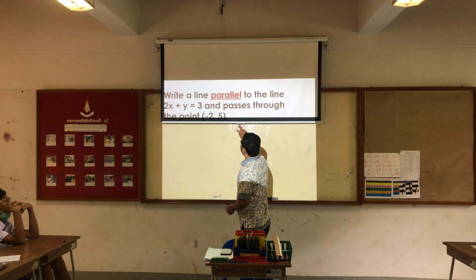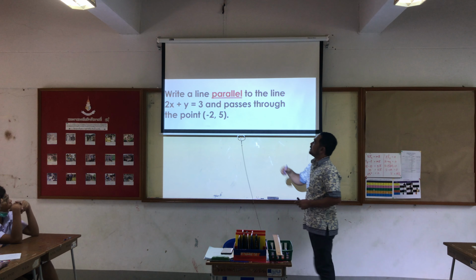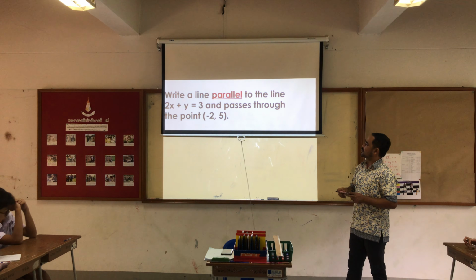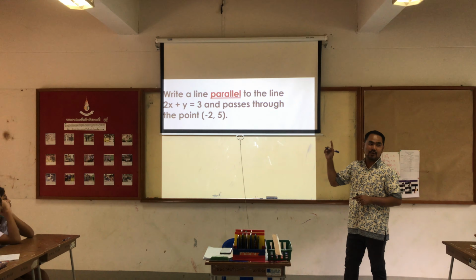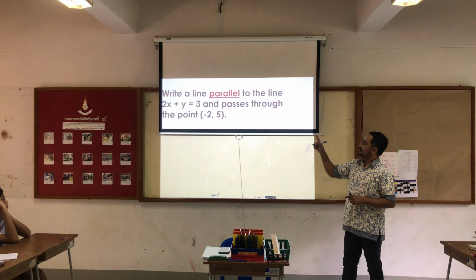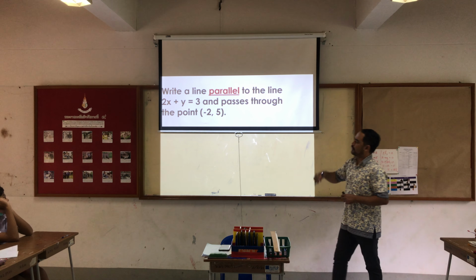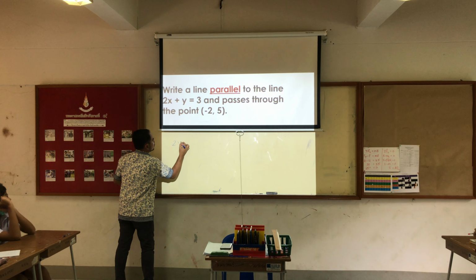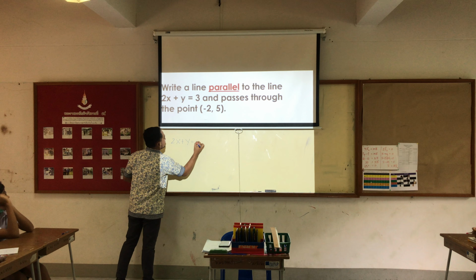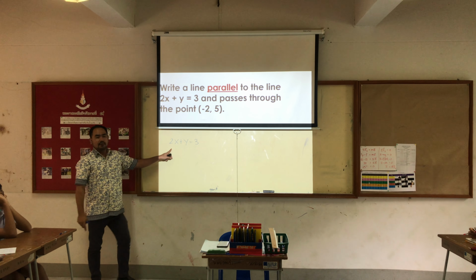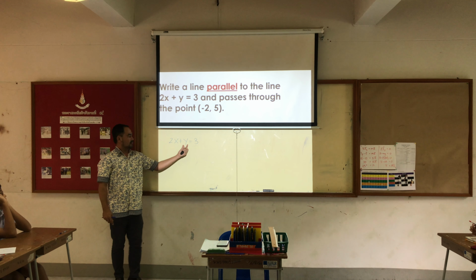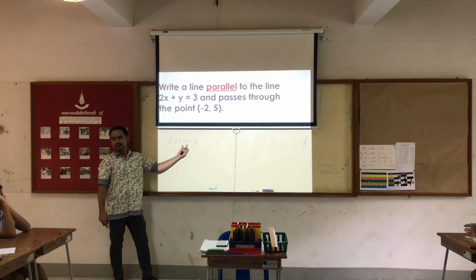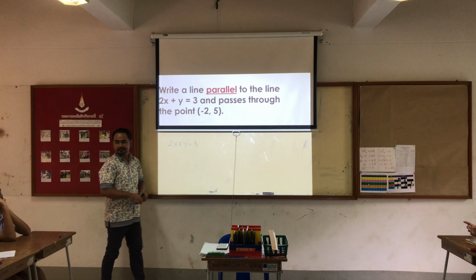So I will give the first example. We're going to write a line parallel to the line 2x plus y equals 3 that passes through the point (-2, 5). So we have 2x plus y equals 3. We are going to find y, right? So what are we going to do?